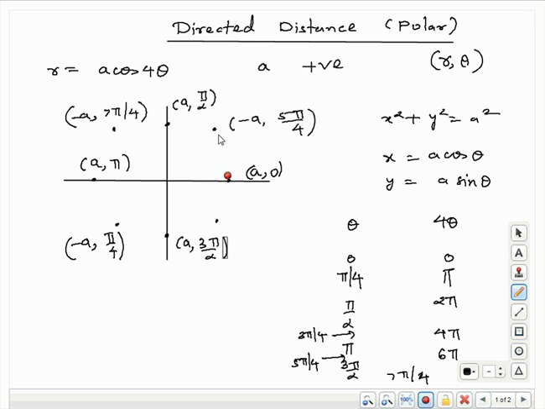Between this point and this point, or between this angle and this angle, there has to be a point where r is 0. It's not difficult to find that. Just see when cos 4 theta is 0. In fact, I can write down at the top: when cos 4 theta is 0. Let's look at that. Can you tell me different angles for which cos 4 theta is 0?